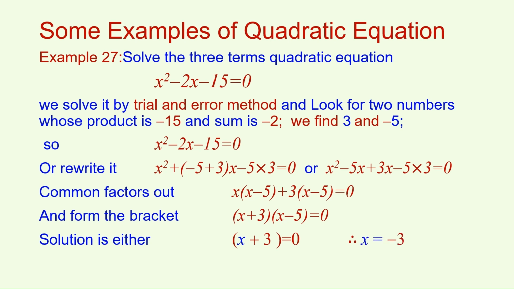The solution is either x plus 3 equals 0, therefore x equals minus 3, or x minus 5 equals 0, therefore x equals 5.